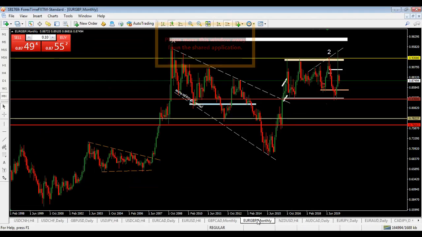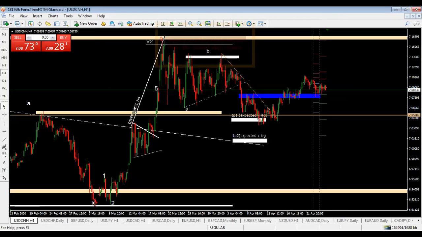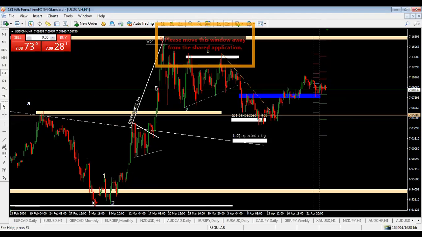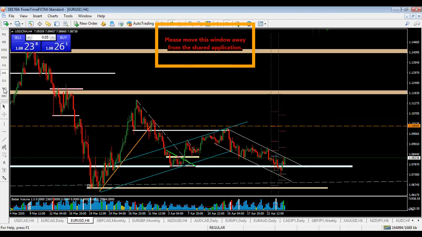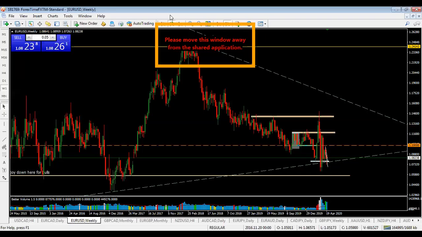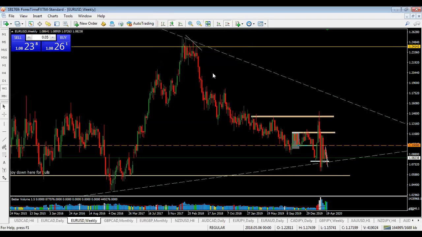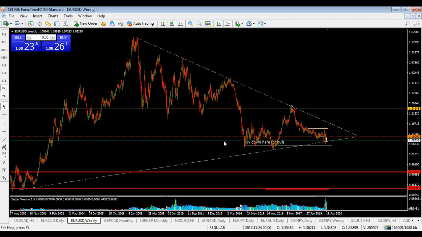So let's see another expanding diagonal. We've seen it with the Euro GBP, we've seen it with the USD CHN, so let's see it with the Euro USD. Euro GBP, Euro USD. We had one here, and we had one here. We did have one here on the Euro USD, but we didn't have an expanding diagonal here.